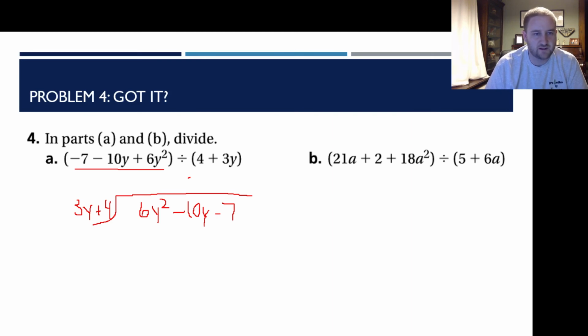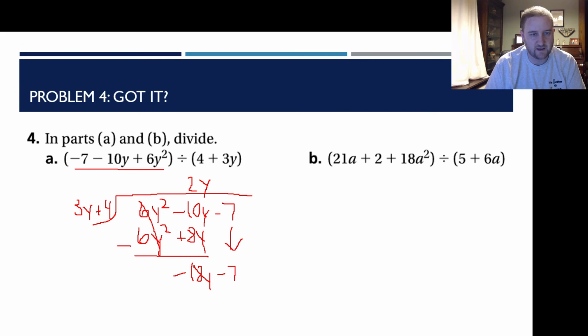3 goes into 6 2 times. Y goes into y squared, y times. 2y times 3y then is 6y squared. 2y times 4 is a positive 8y. We're going to subtract; these cancel out. Negative 10y minus positive 8y is negative 18y. Drop this down, minus 7.